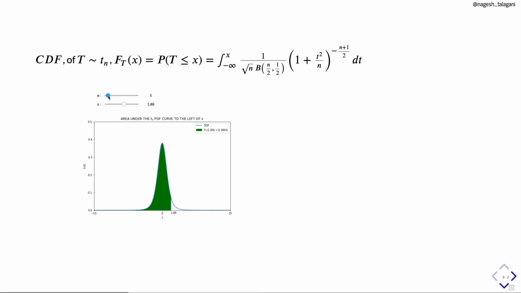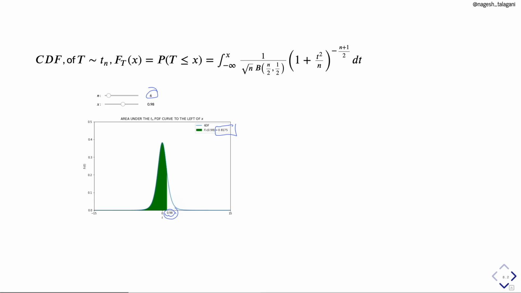Let me set the n value, let's say 6, and the x value 0.98. Now the CDF value of t distribution with 6 degrees of freedom at 0.98 is 0.8175, which is the area under the PDF of t distribution with 6 degrees of freedom from minus infinity to 0.98. This is the region under the PDF curve that is left of the 0.98 location. Okay, fine. Now you can play with this to get the CDF values for t distribution with various degrees of freedom.